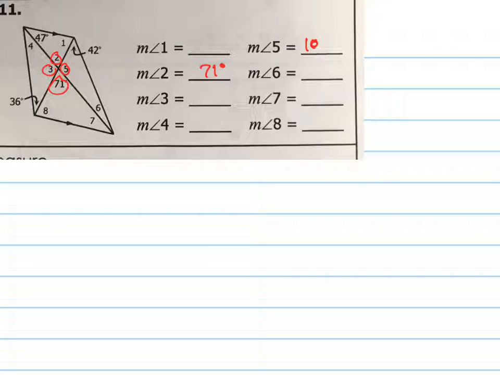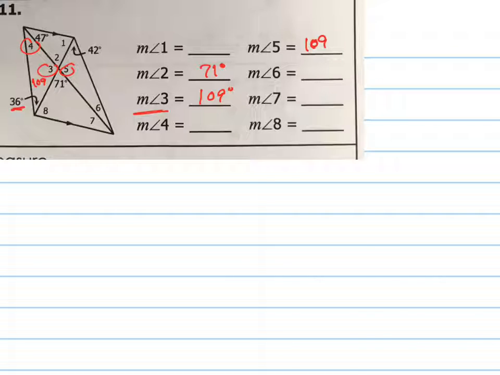No, it's 108. No, you were right. I got 108, 180 minus 71. No, it should be 109. Yeah. Number 3 is vertical with 5, so it also is 109. Now if I know this is 109 and that's 36, then 4 has to be 180 minus 109 minus 36. You follow? And you go through that same way.